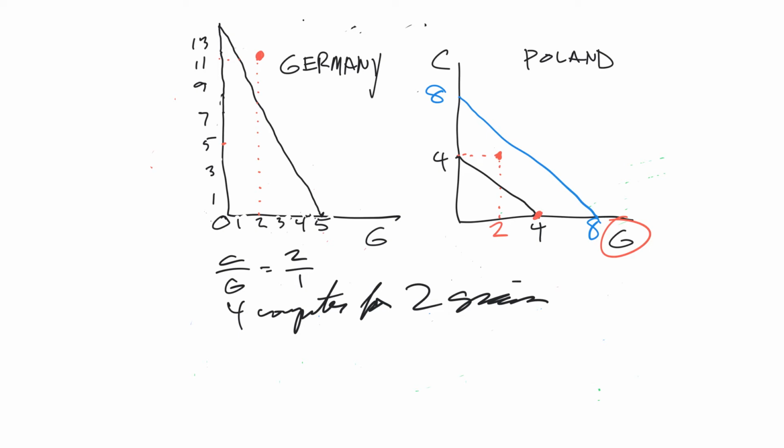So what has happened to the comparative advantage? Well, let's see. We've got change in computers divided by change in grain. Well, if we go out and produce 8 units of grain, it's going to cost us 8 computers, right? So the change in grain is 8.